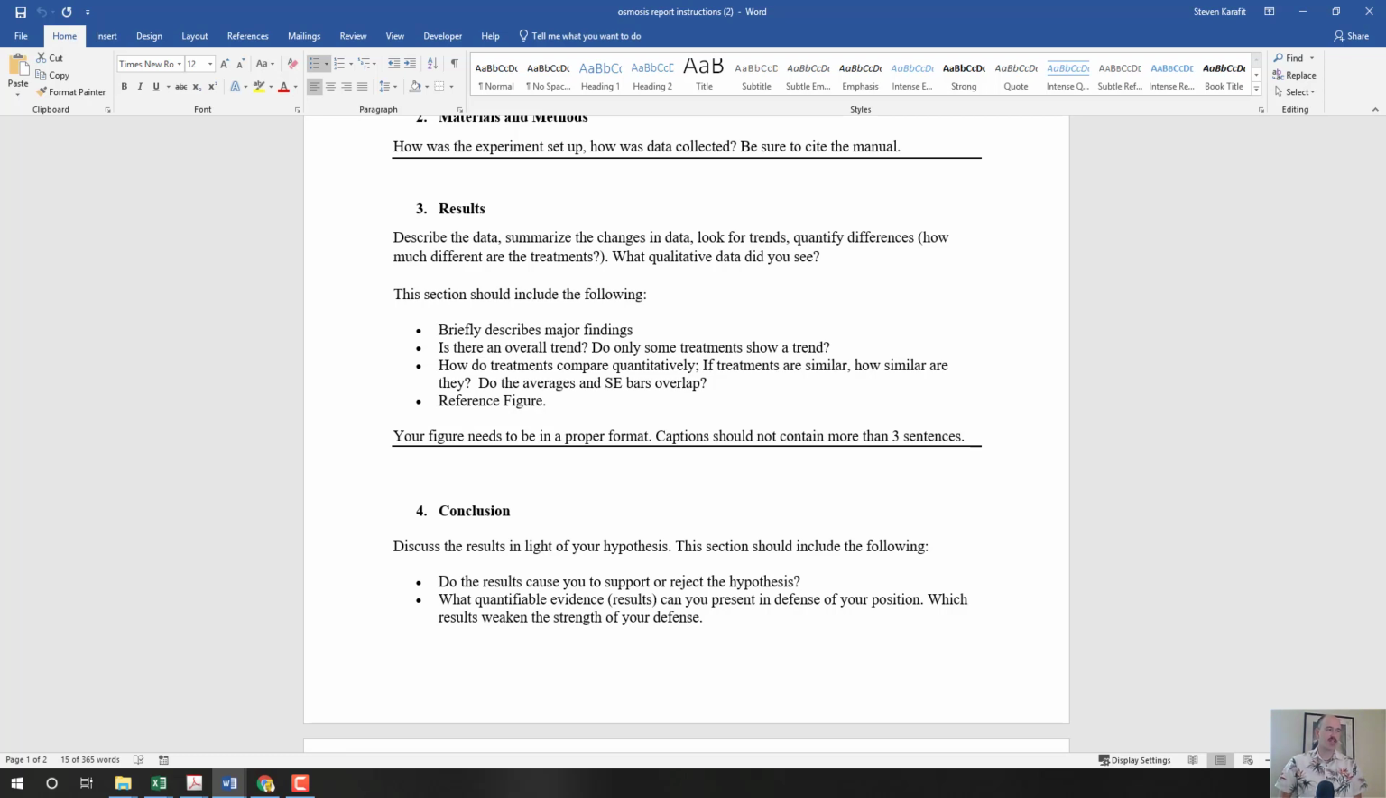Results. There is a paragraph here where you're going to describe your major findings. Not interpret them, but describe them, and tell about the overall trends. What do you see? By trends, I mean, what was the overall outcome here? What did you see overall?